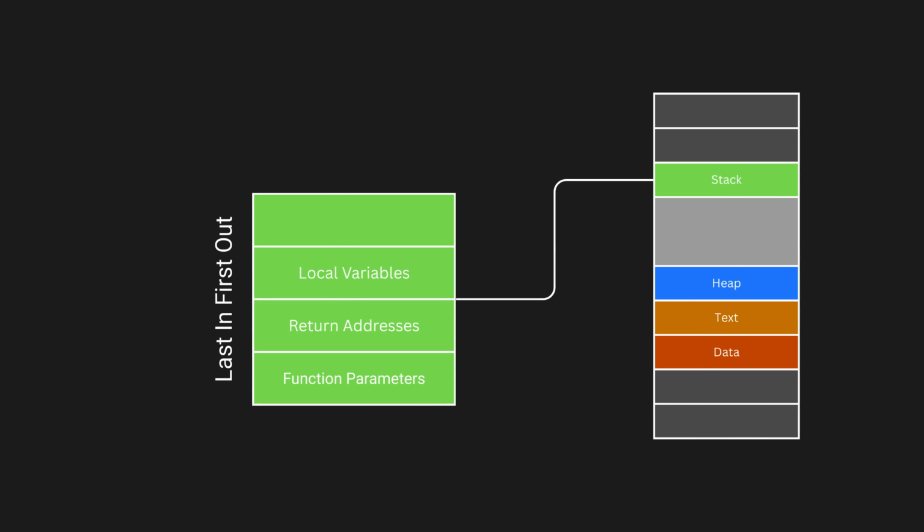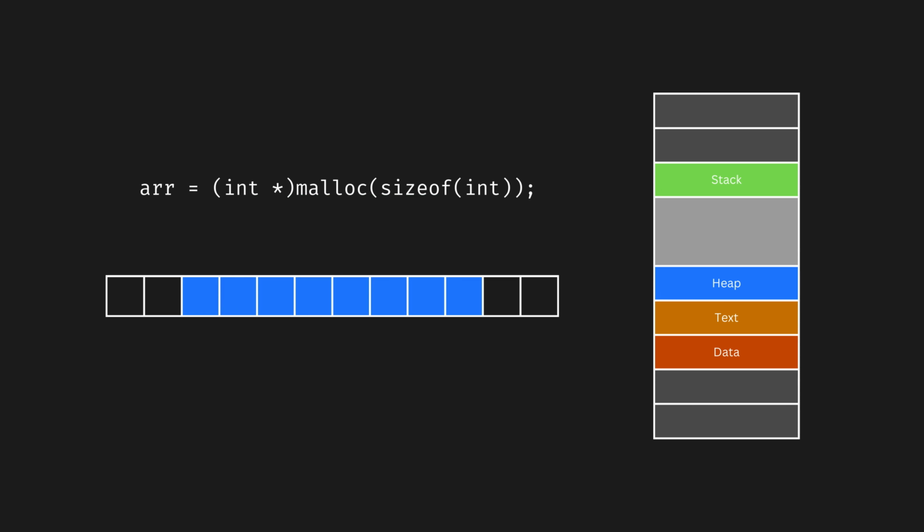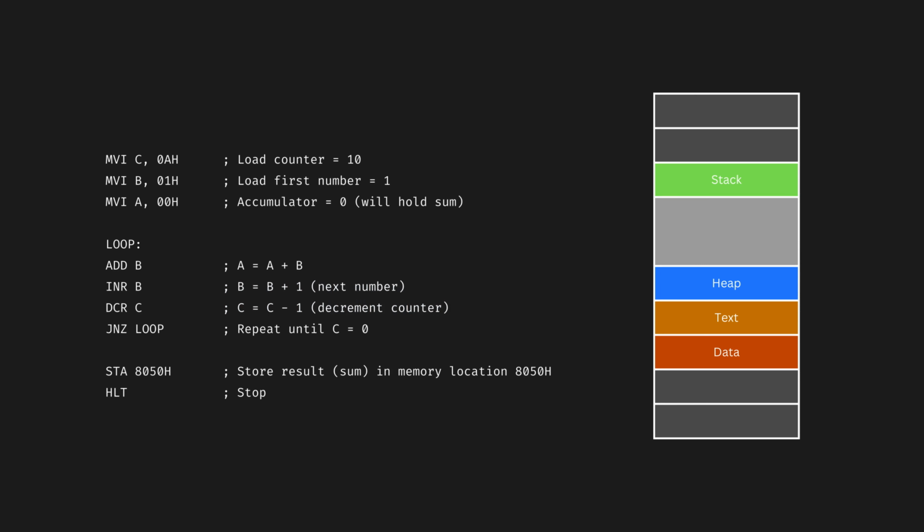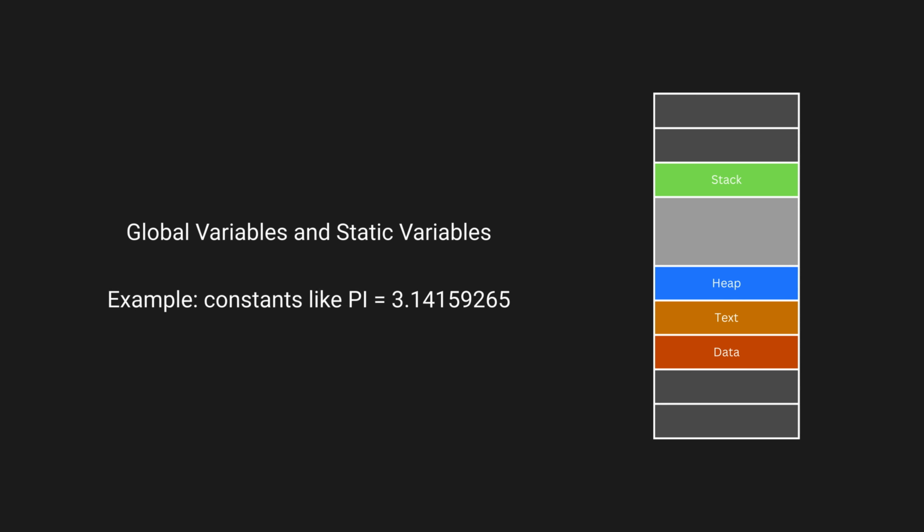Stack. Think of this as a scratchpad for quick, temporary work. It stores things like function parameters, local variables, and return addresses. Heap. This is the program's flexible storage area. Whenever you create something at runtime, like a list or an object that can grow or shrink, the memory comes from the heap. Text. This section contains the actual code instructions that the CPU executes. Data. Finally, the data section is where global and static variables live. These are values that stick around for the entire runtime of the program, such as constants or configuration settings.